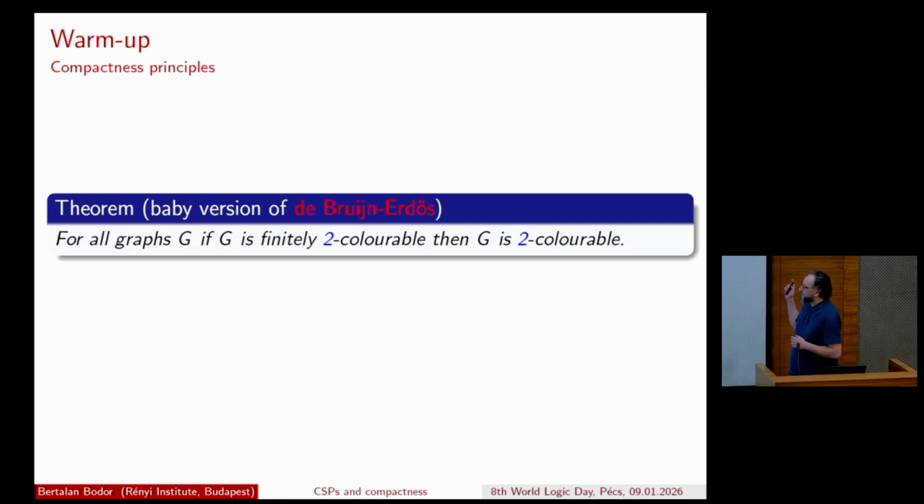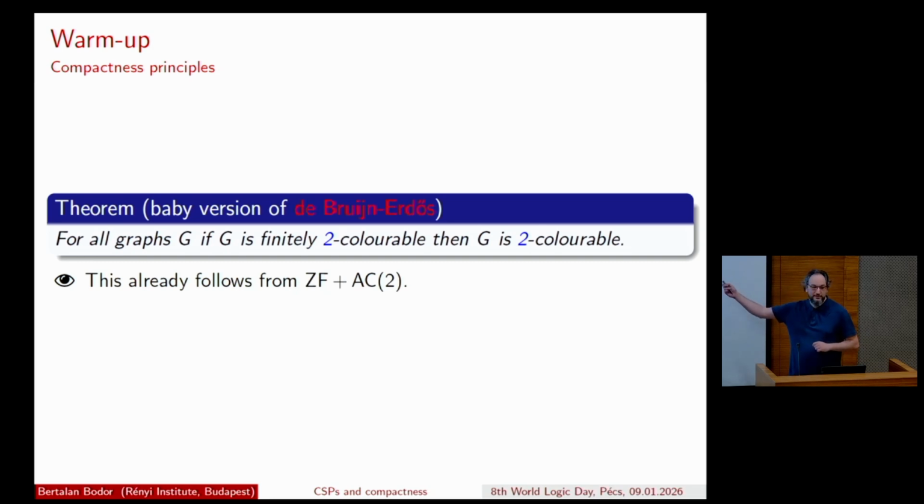Because if a graph is finitely two-colorable, it means that there are no odd cycles in it. So the usual way that you would find a two-coloring is to pick your favorite vertex, color it red, all the neighbors blue, and so on. You always have one choice, right? So you can just continue. So this is almost choiceless, but not quite, because you have to do this separately for each of the components. So you need the axiom of choice for two-element sets, right? So this is a very weak version of the axiom of choice.